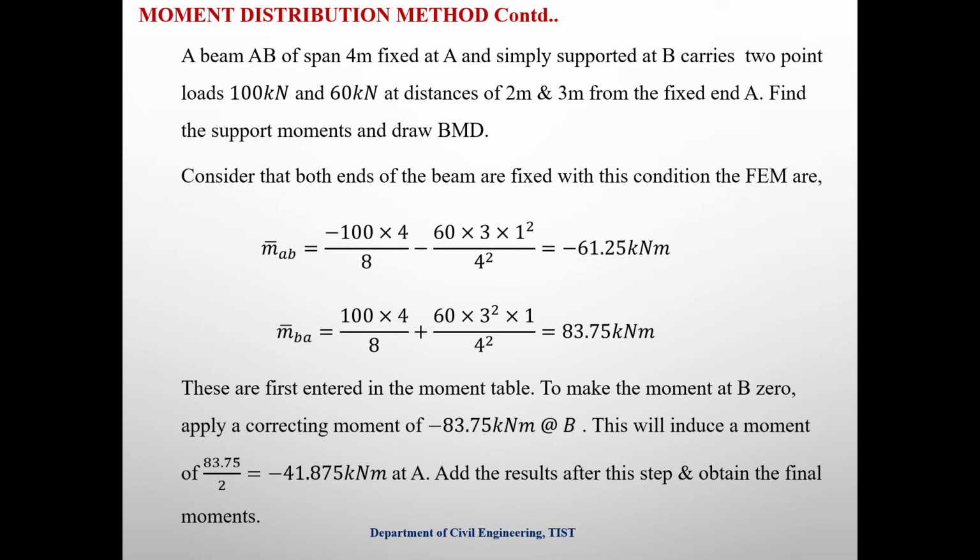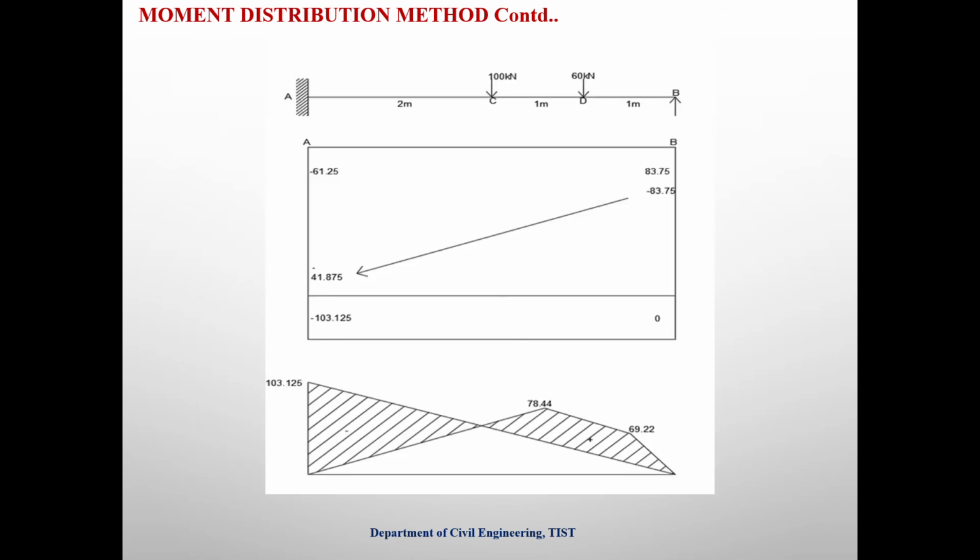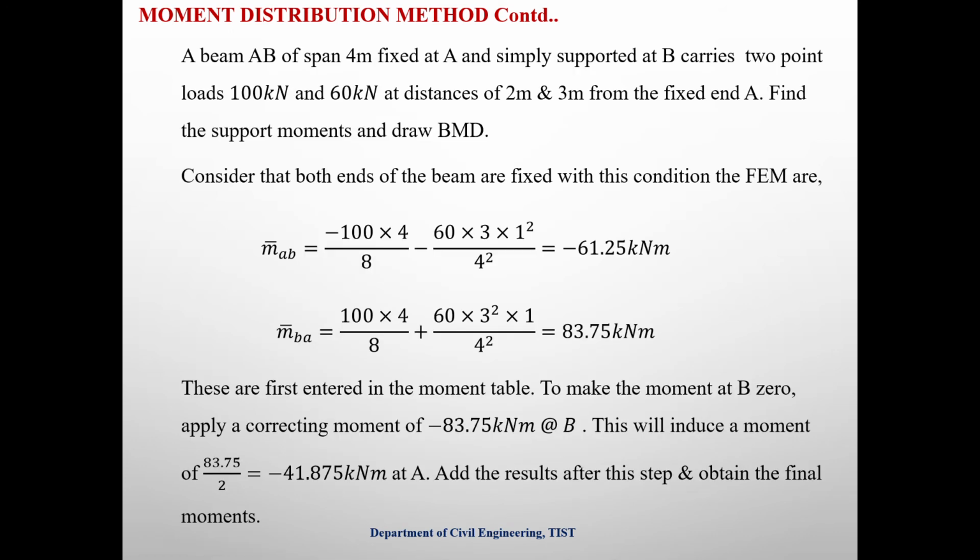In the case of the moment distribution method, the first step is the fixed end moment. In this case, this is the load diagram. It is subjected to 2 point loads. Consider the first point load. Since it is symmetrical, that means acting at the central point, M bar AB is minus WL by 8. Then consider the 60 kN. In that case, M bar AB is minus W a b square by L square. So M bar AB is minus WL by 8 minus W a b square by L square. M bar BA is WL by 8 plus W a square b by L square. Substitute the values, then we will get the fixed end moments.